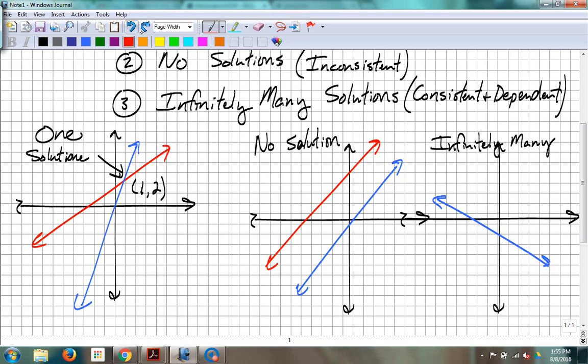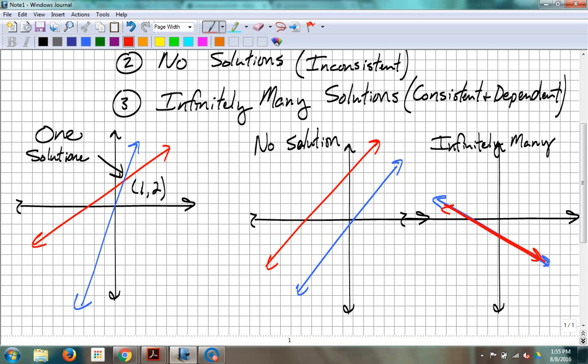The line got a little bit off there. Let me redo. We see that red line is laying right smack dab on top of the blue one. It's touching it so many times you can't count them all. Okay, so that's an infinitely many situation.